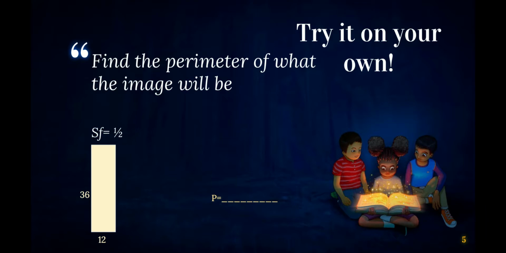All right, let's just work it through, okay? All we're going to do, again, is find the perimeter of the rectangle. So we'll do 36 times 2, you should get 72, and then 12 times 2, you should get 24, and then you'll add those two together, 72 plus 24, and you should get 96. Then all we're going to do is 96 times 1/2, and you should get 48, okay?